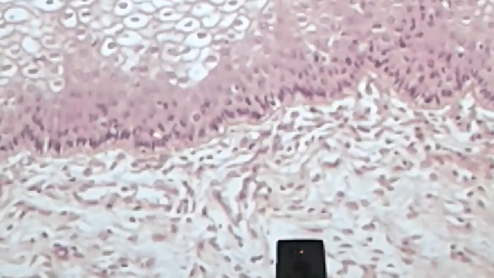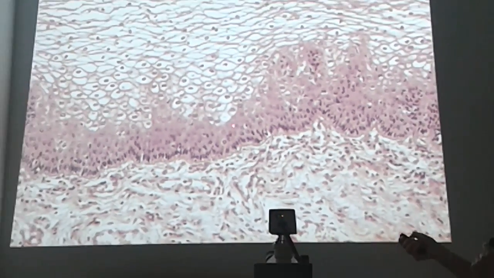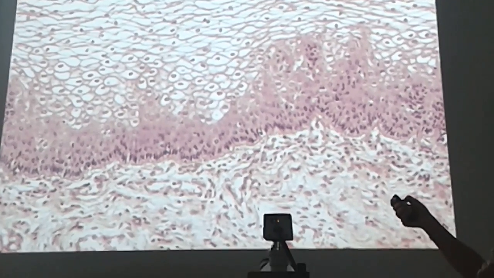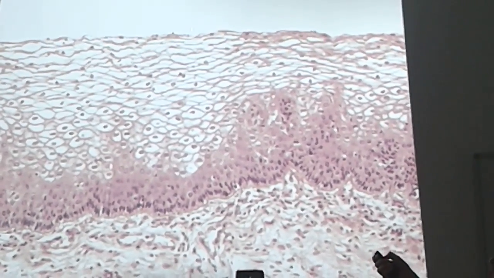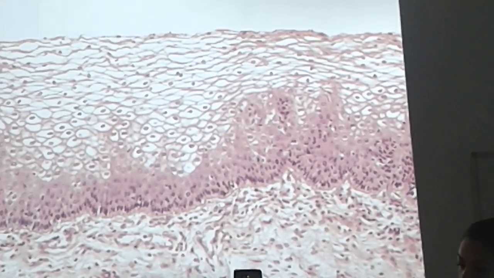And as you can see here, the basal cells are more cuboidal, but toward the surface, the shape of the cells becomes more polygonal or squamous type epithelium. All right, in this next slide, you will examine the stratified keratinized epithelium.